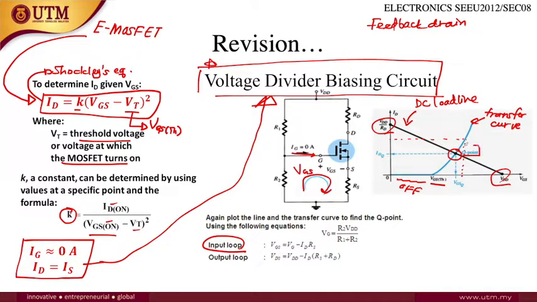So that cross section will be the Q point. So again, what is the Q point? The Q point is the operating point for the device. From the operating point, you can get the value of VGS at the Q point and also the value of current ID at the Q point. By using this value of current at the Q point, you can find the value of VDS using the output loop. All right, so these are the first recap from the previous class.